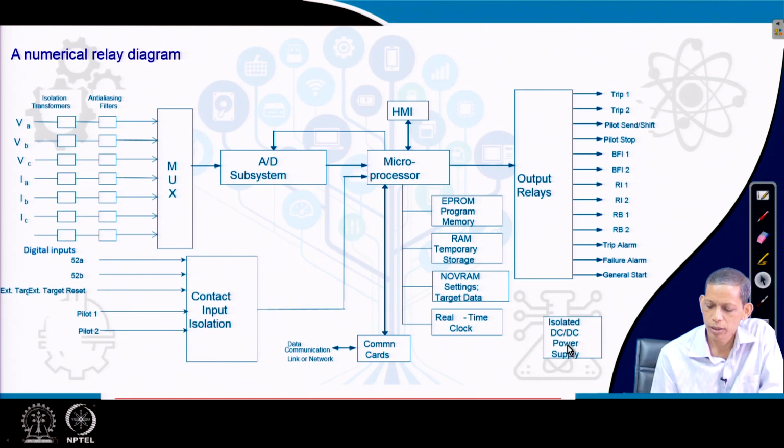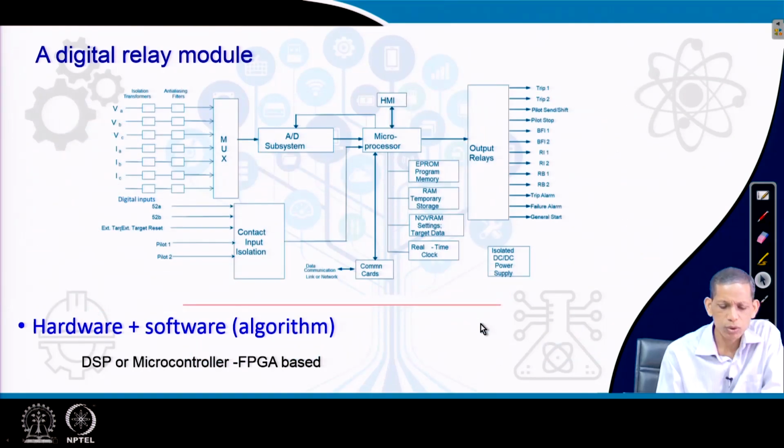Essentially, it requires a DC power supply for its operation, where this DC supply can be taken from an AC source and then converted to DC, or can be from a battery source. So, broadly from this picture, a digital relay module or numerical relay module consists of hardware components and also software, where the corresponding algorithm is embedded. This algorithm executes the corresponding principle associated with that particular relay.